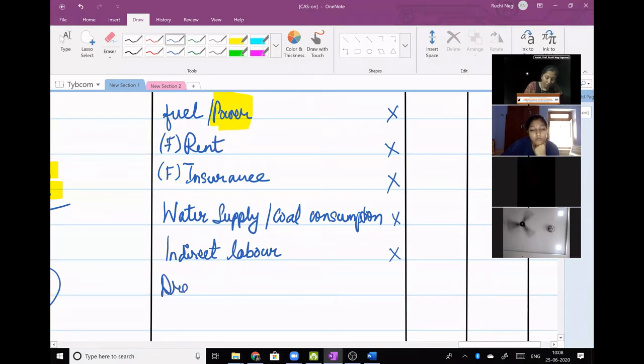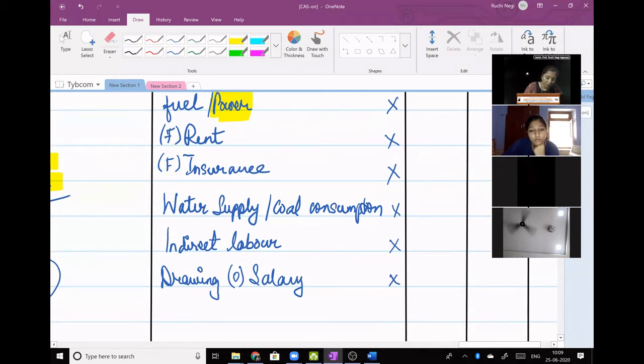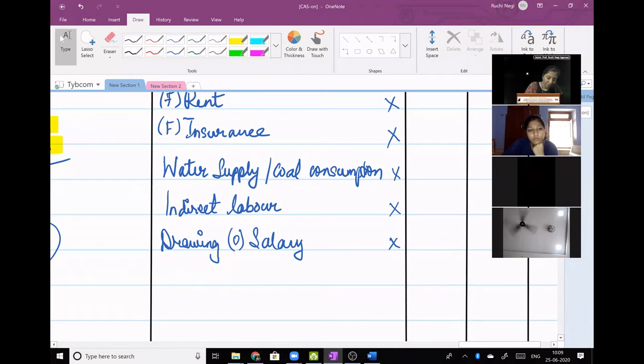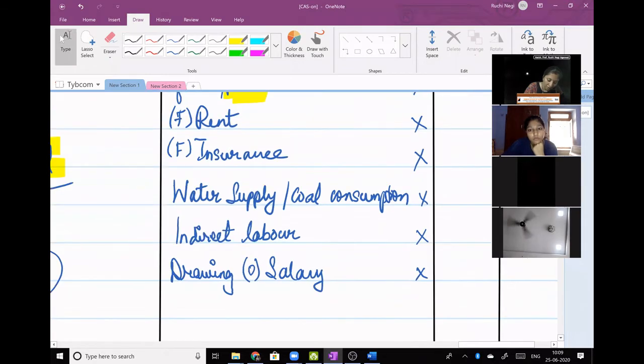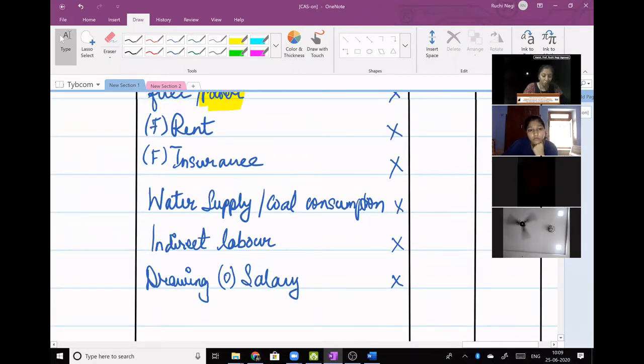Now next, drawing office salary. Please note down, drawing office salary. You will see the word office and you will put it under admin overheads, which is a wrong answer.